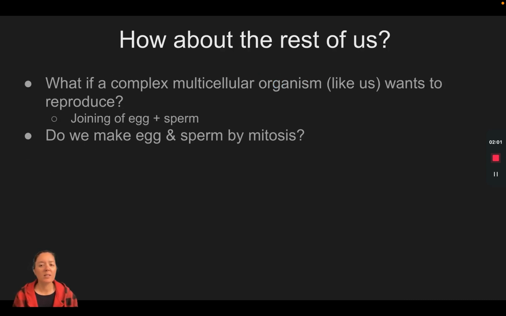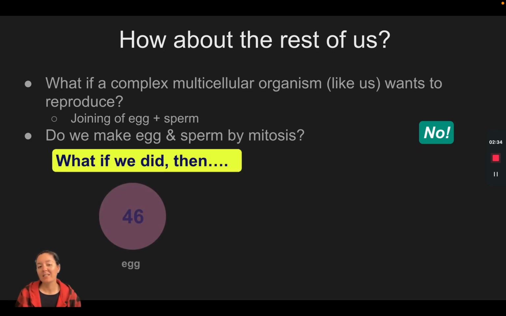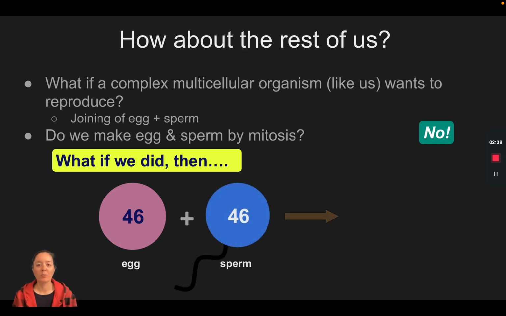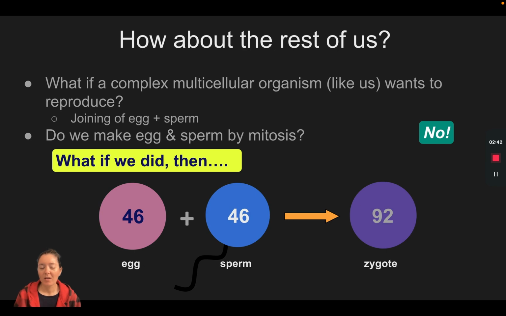But what about the rest of us? More complex multicellular organisms, animals, plants, how do they reproduce? Well, we need an egg and a sperm. We need to join those two gametes, or sex cells. But do we make eggs and sperm by mitosis? No. If we did, then this is what it would look like. We would have 46 chromosomes from the egg, 46 chromosomes from the sperm, and that would equal 92 chromosomes for that zygote, or the fertilized egg.